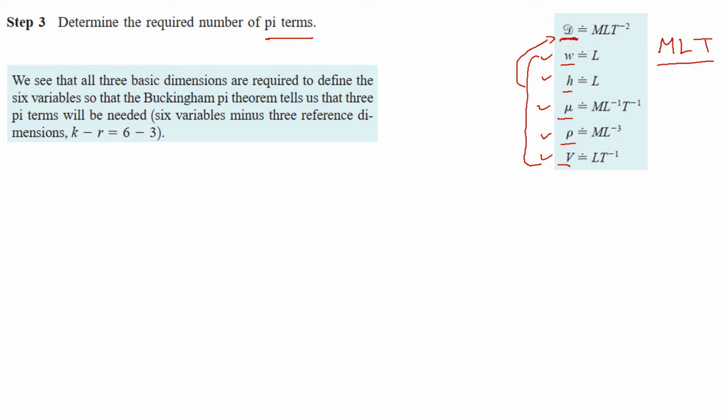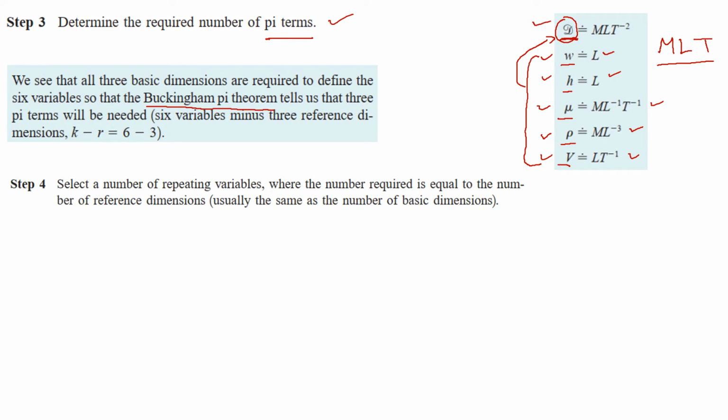We need to reduce our number of experiments, because changing all these variables one by one and seeing the effect on drag force would require a very large number of experiments, and they would be very expensive for us. So we need pi terms to easily see the effect of these 5 independent variables on the dependent variable, in this case the drag force. So this was our step 3 in dimensional analysis, to determine the number of pi terms that are required, and for that purpose we used the Buckingham Pi Theorem.